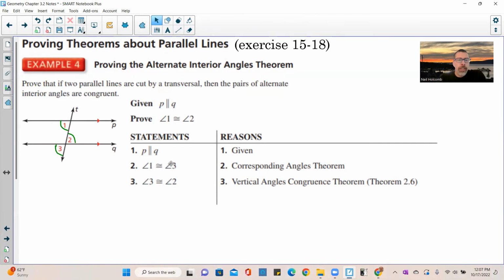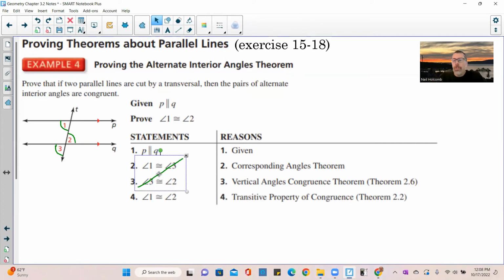And if we cancel the middleman, as we say in class, get rid of these, then we can then state that angle 1 is congruent to angle 2. And the reason, transitive property of congruence. Okay, and so that is a quick, simple 4-step proof proving alternate interior angles are congruent.